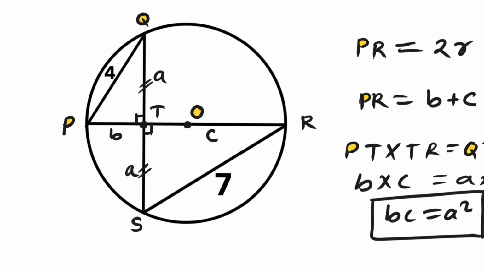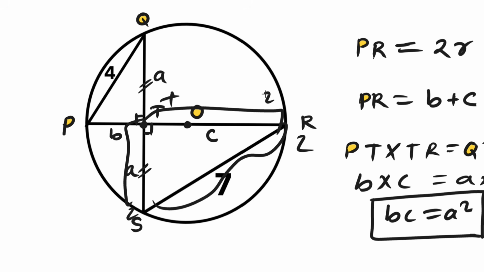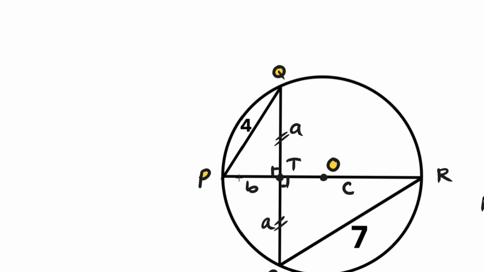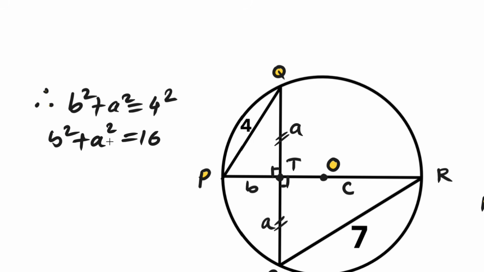Now let's also use the Pythagorean theorem in each of our two right triangles. Remember, the Pythagorean theorem says that in a right triangle, the square of the hypotenuse equals the sum of the squares of the two legs. For triangle PTQ, the hypotenuse PQ is 4 units. One leg is PT, which is B, and the other leg is QT, which is A. Therefore, B squared plus A squared equals 4 squared. Since 4 squared is 16, we have B squared plus A squared equals 16.